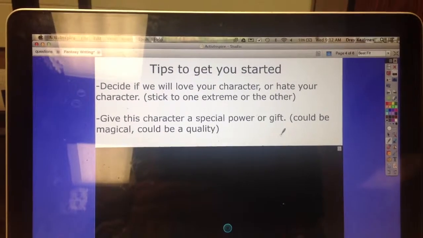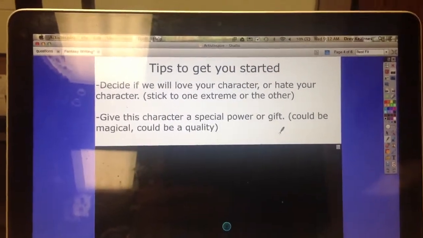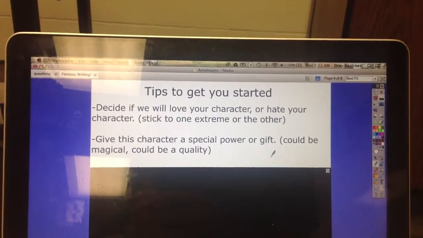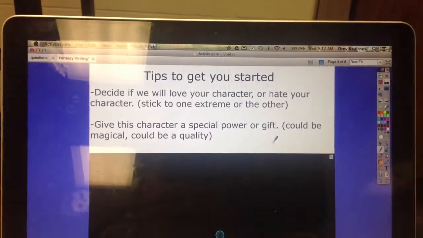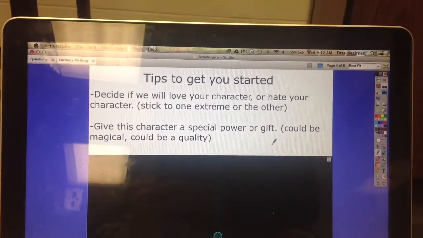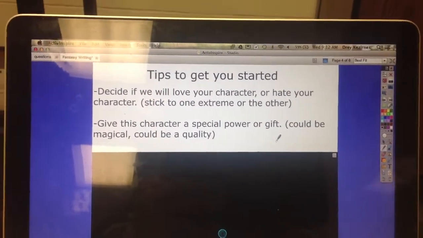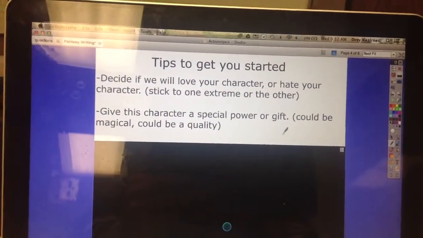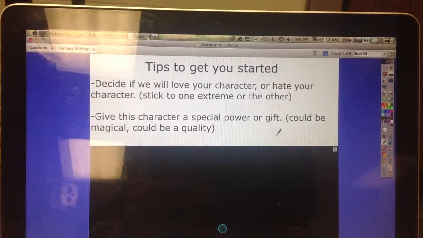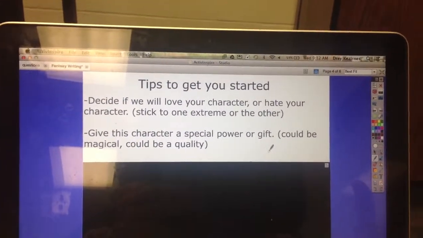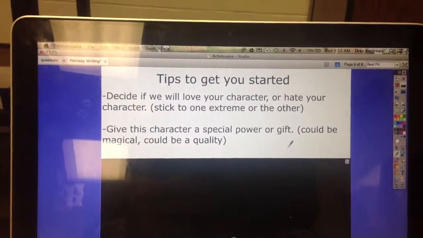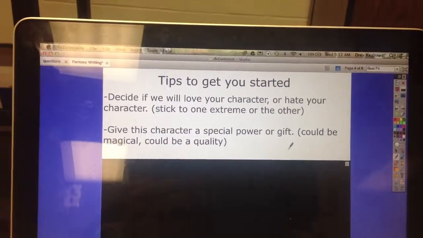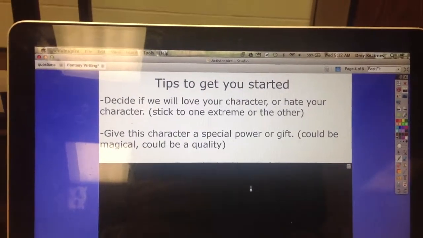Then give this character a special power or gift. So again, if it's a person, maybe they have a magical quality. Maybe they can do something super special. Maybe they can fly. Maybe they can create magic like a wizard or something like that. And maybe if it's an animal, have them act like a person. Use that anthropomorphism. Maybe you can have your animal do something completely opposite than what we would expect that animal to do. That's giving your character a special power.